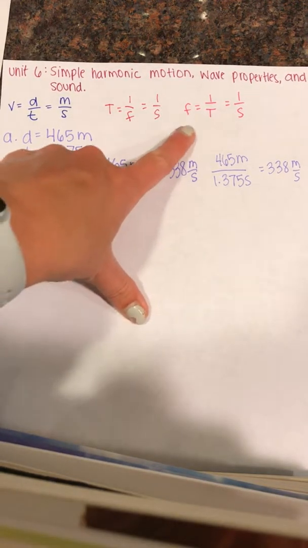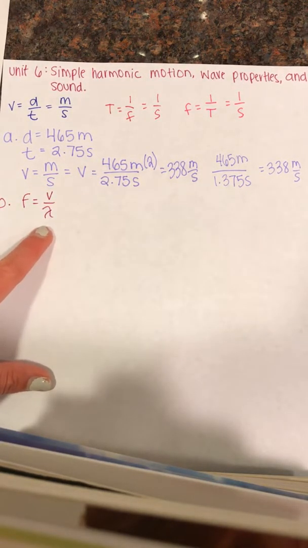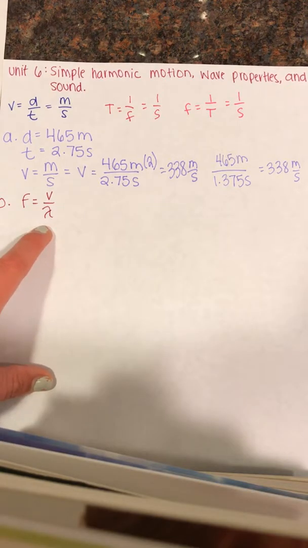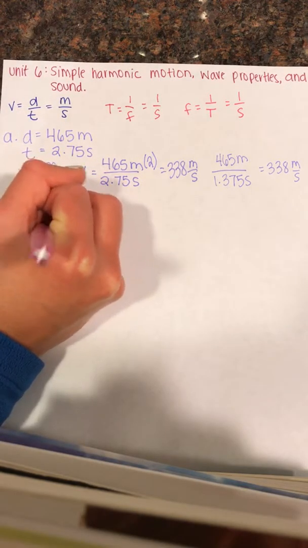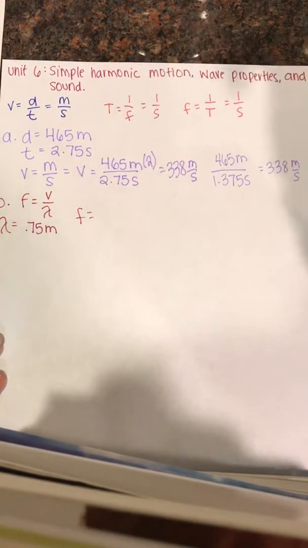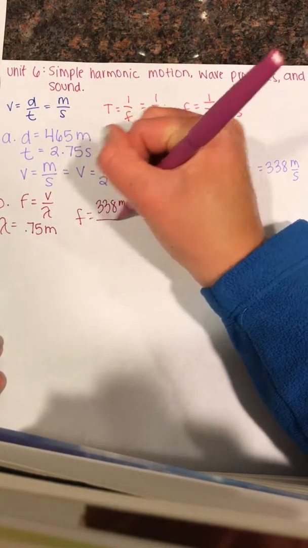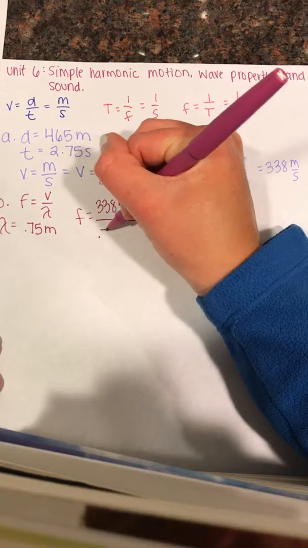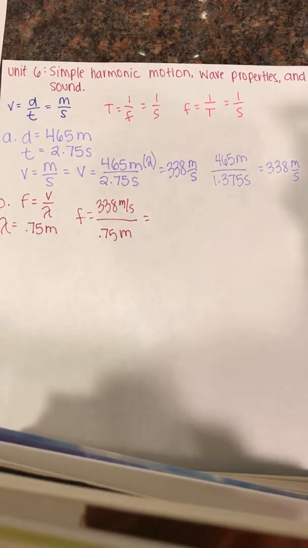The reason that this equation would be better is because it's going to give us the same number for frequency as if we used this, but we already have the velocity, which is here, and they have given us the wavelength, which is 0.75 meters. So all we would have to do is plug in the velocity and the wavelength. So when we solve this, we have frequency equals 338 meters per second over wavelength 0.75 meters.